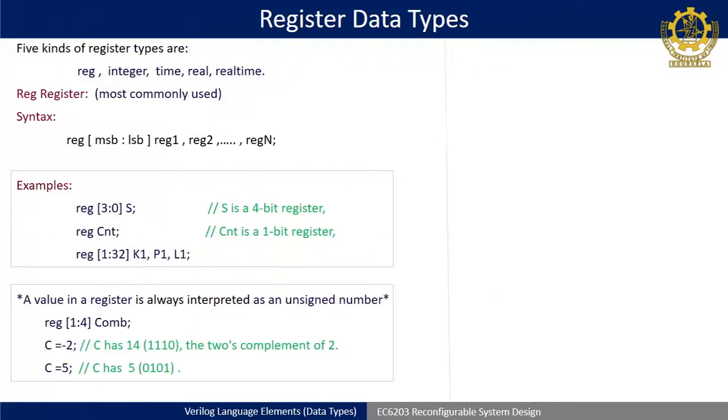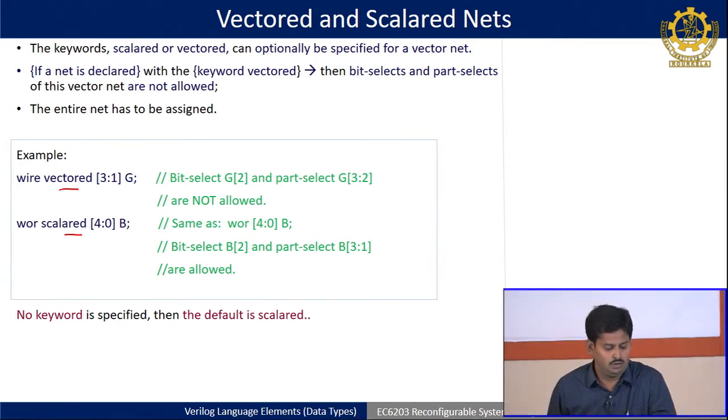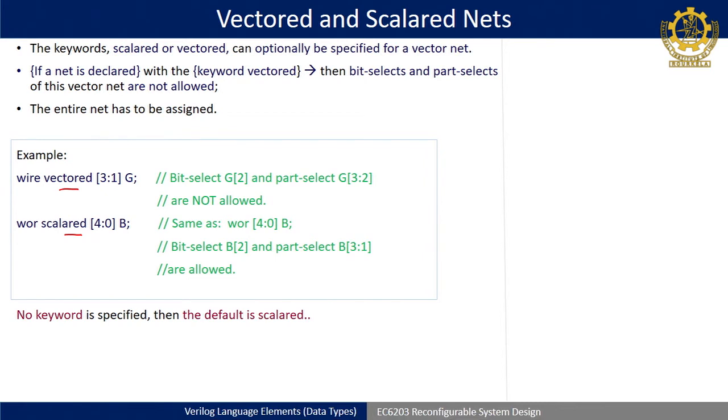Okay. Now this is the last slide as far as net type is concerned. In this case, for wire and wor, we can exclusively declare two keywords called vectored or scalared. Till now we have not used this, but there is a provision that you can write something like wire vectored [3:1] g or wor scalared [4:0] b. If the keyword scalared or vectored is optionally specified, it is always for a vector net only.